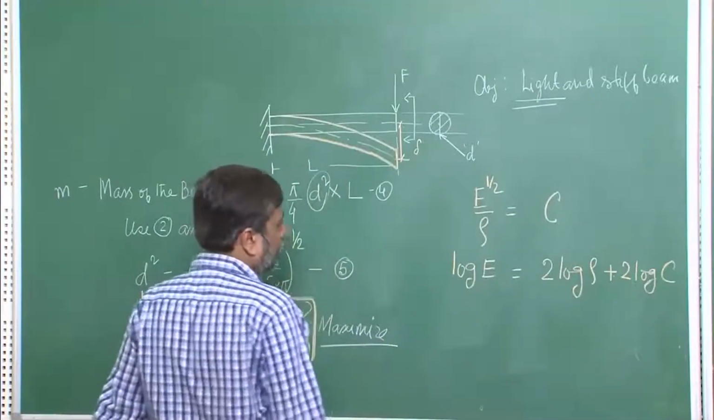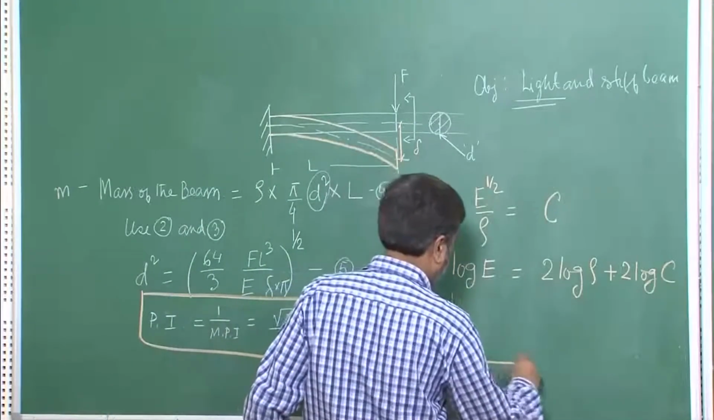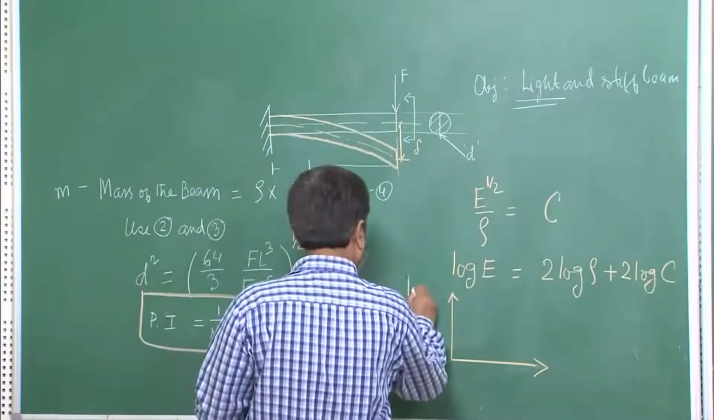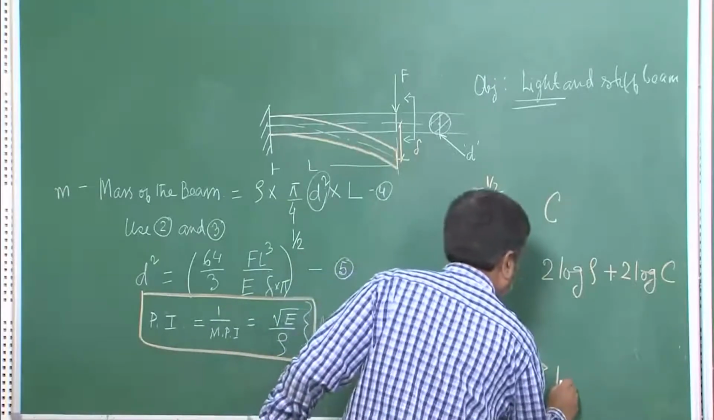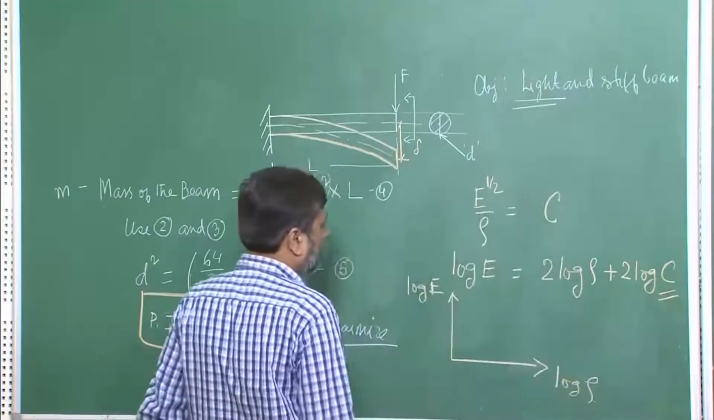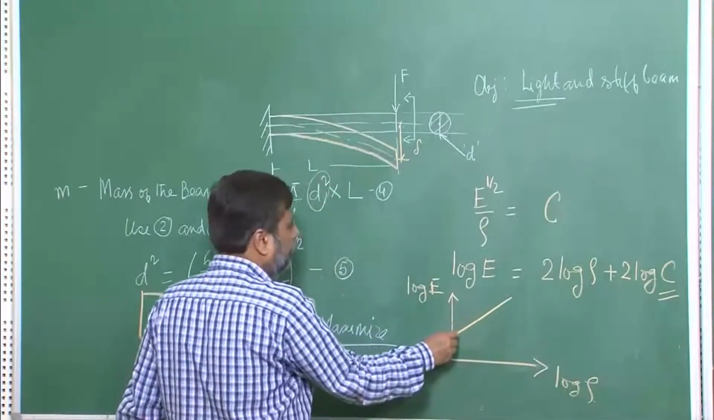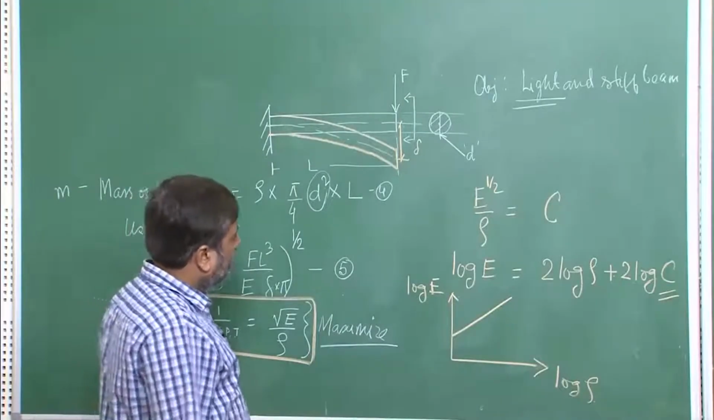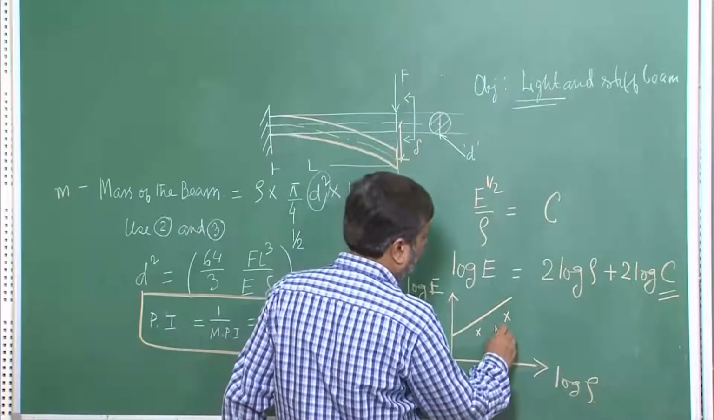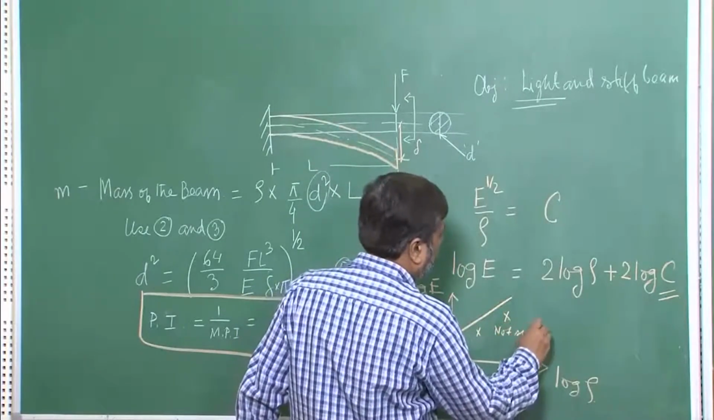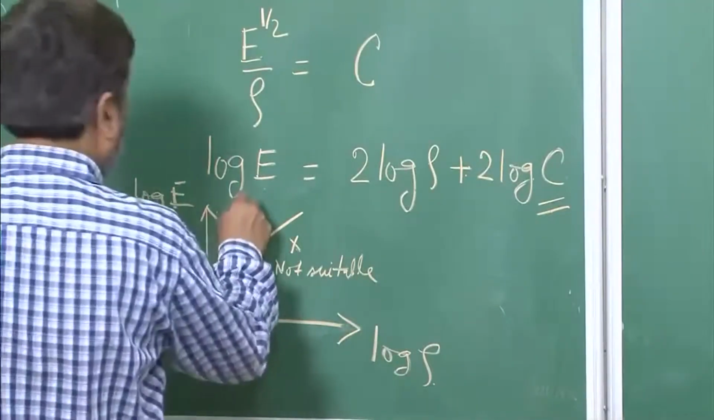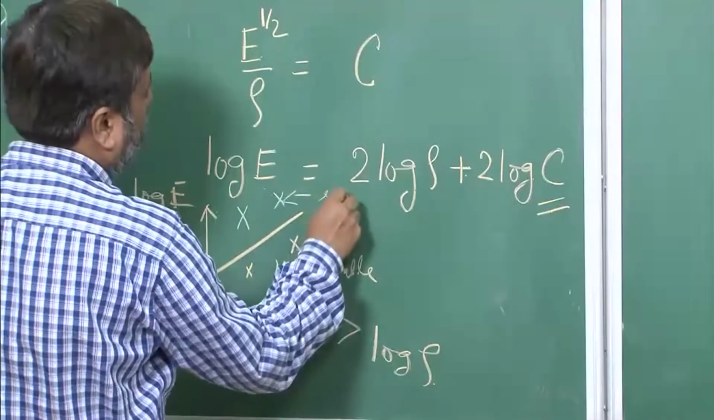In other words, if we now get a log-log plot of the system, that means log E over log rho, then depending on this cutoff value C, we actually have a straight line in the log-log plot, and the materials which are below this line are not suitable, and the materials which are above this line will become suitable for our application.